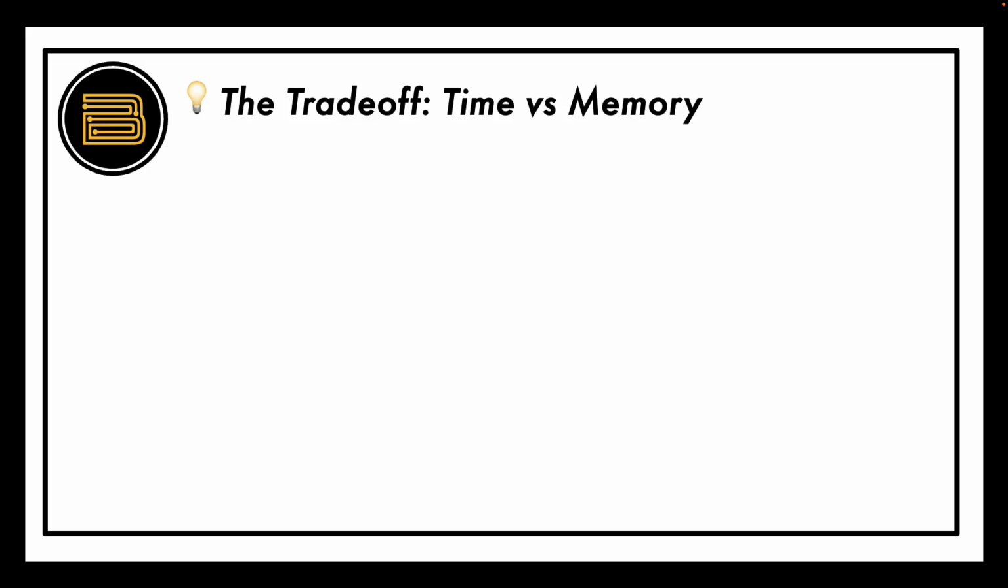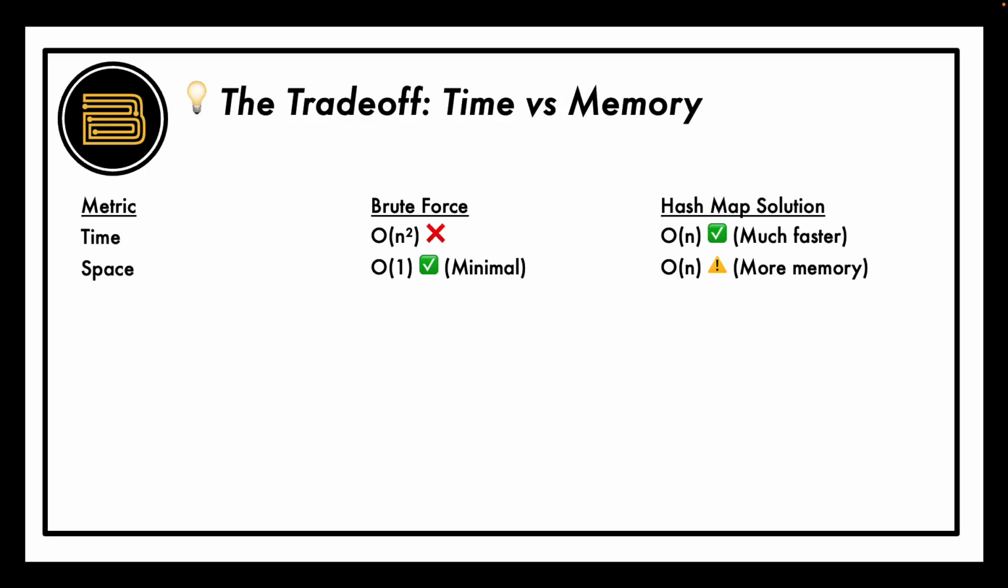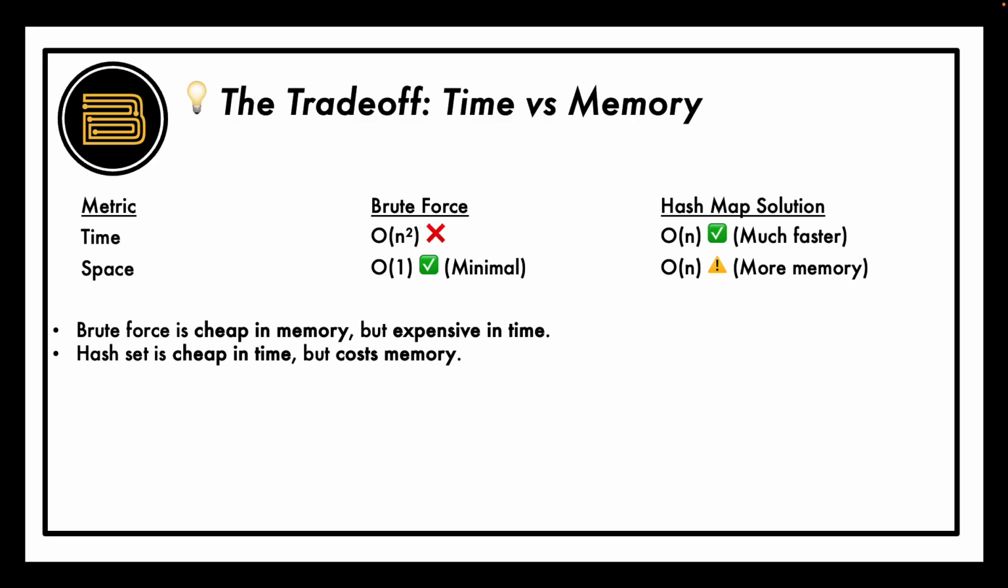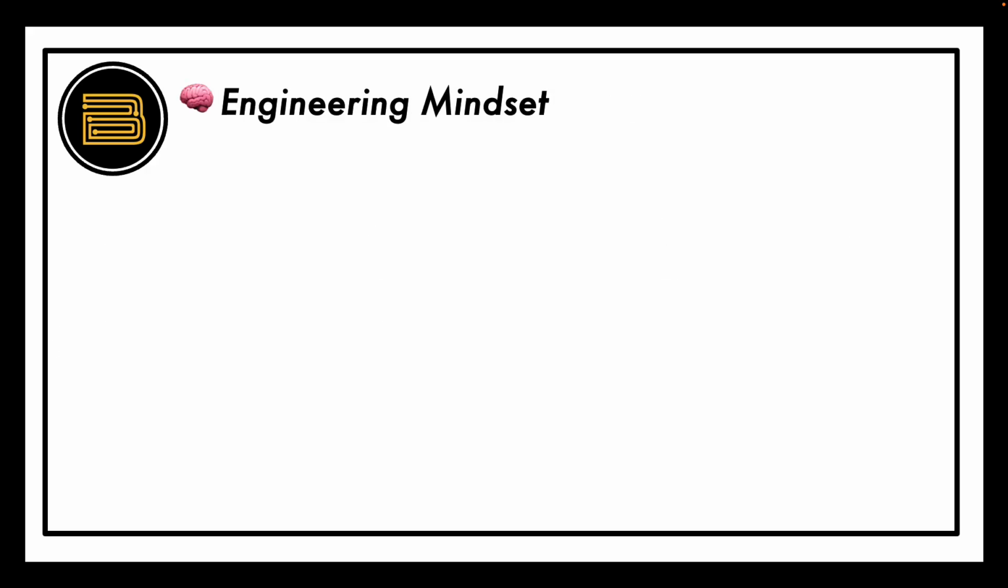Now the trade-off, time versus memory, just like we saw in the previous problem: we have time O(n) for brute force. However, the space is O(1), which is very cheap. But in the hash map solution, the time is much faster. It stays O(n), it's linear, but we do need to use more memory.